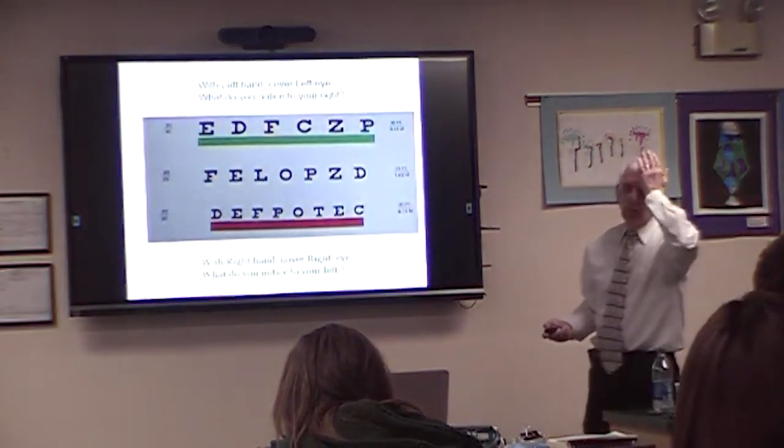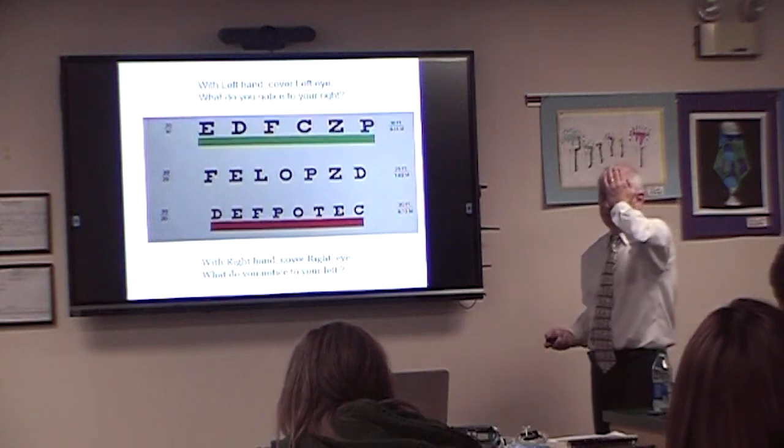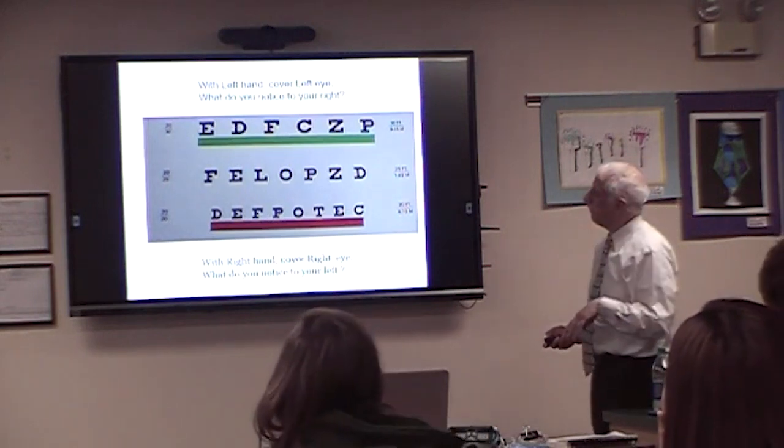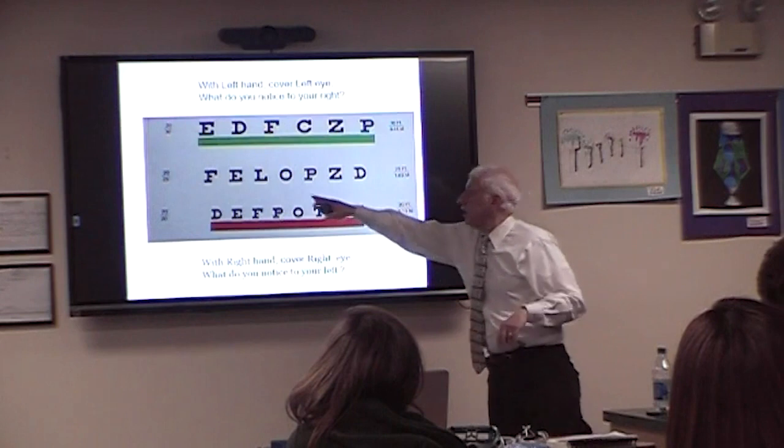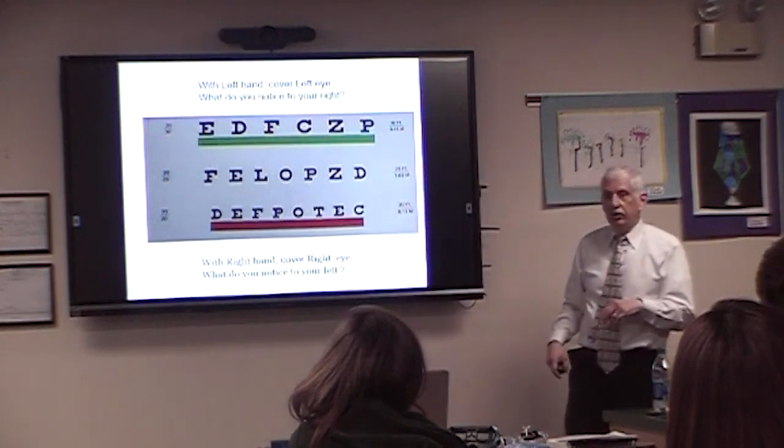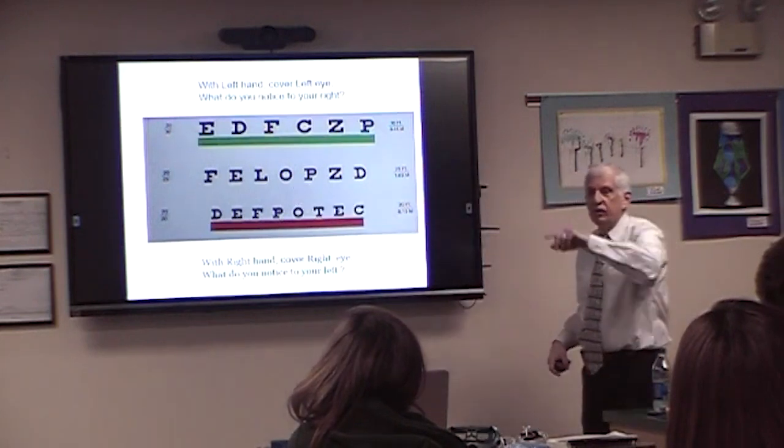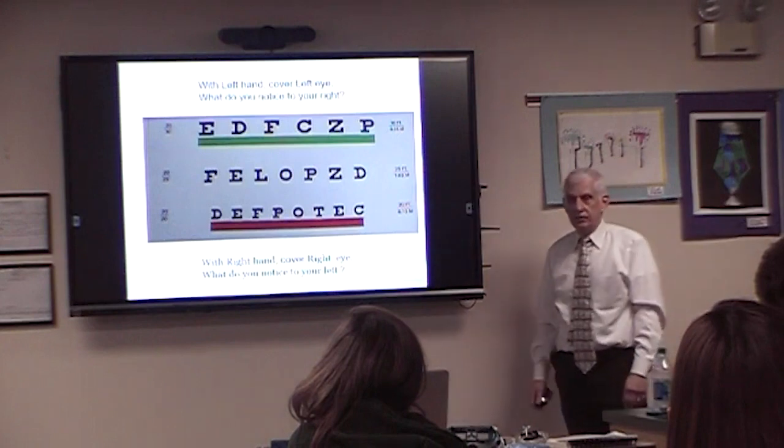What I'd like you to do is, with your left hand, cover your left eye. And I want you to look here at the letter O. And while you're looking there, can you tell me, what do you notice around you?